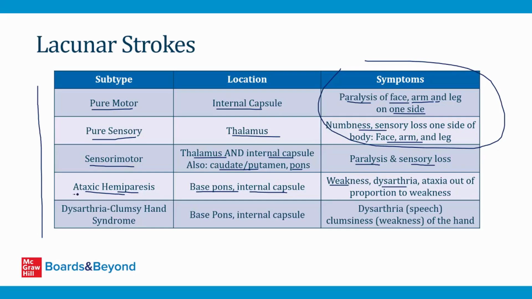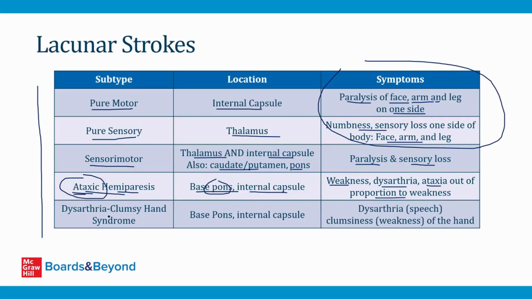And then finally, it's called ataxic hemiparesis because the patient often has ataxia or balance problems. This is from damage to cerebellar fibers running in the pons. And often the ataxia is out of proportion to the weakness. That's why it's called ataxic hemiparesis, because the ataxia tends to predominate.